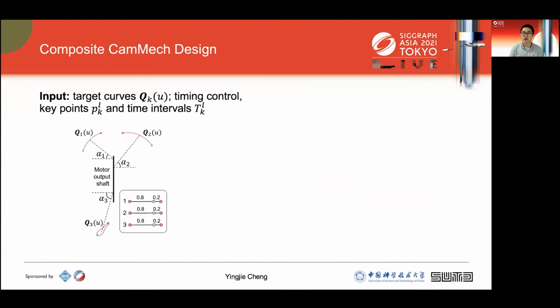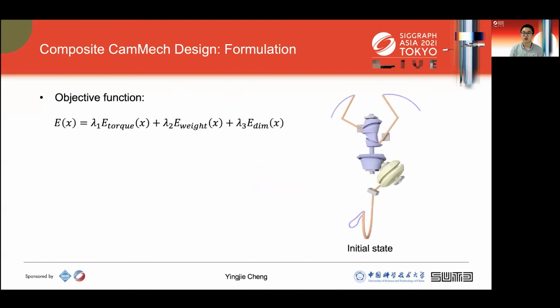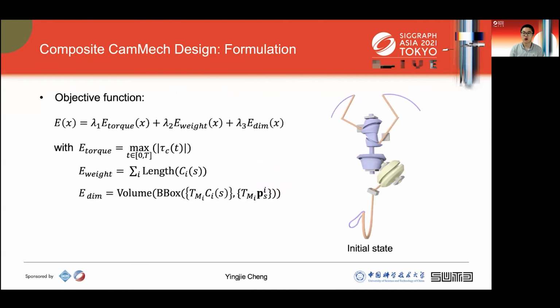For composite CamMech design, input are several target curves and timing control for each curve. Output is a composite CamMech that can realize given motion. The objective function is composed with 3 parts: required torque, the hull weight, and the dimension. Besides the 5 constraints for a single CamMech, we need to avoid collision among composite CamMech.